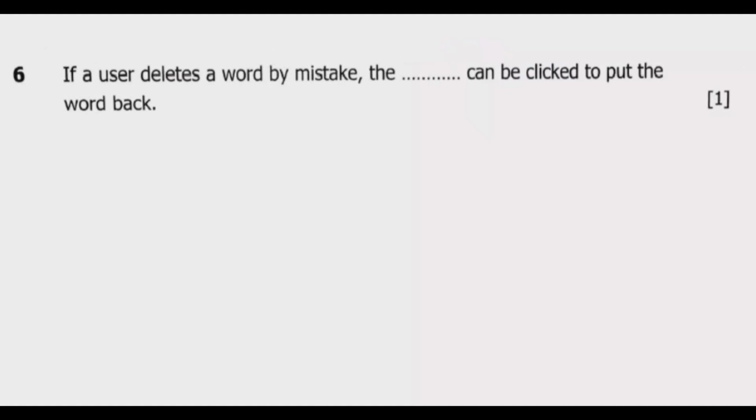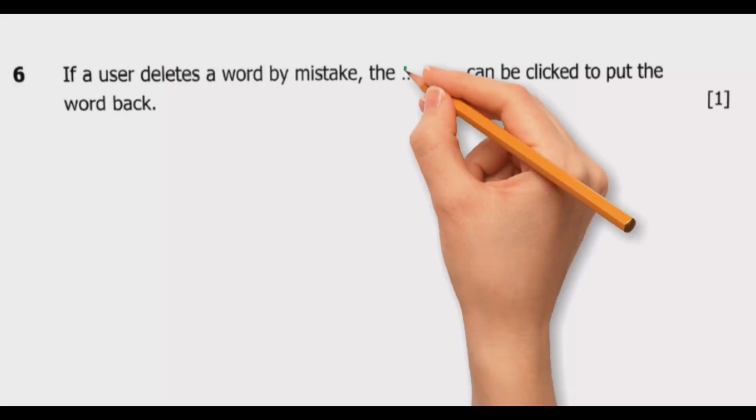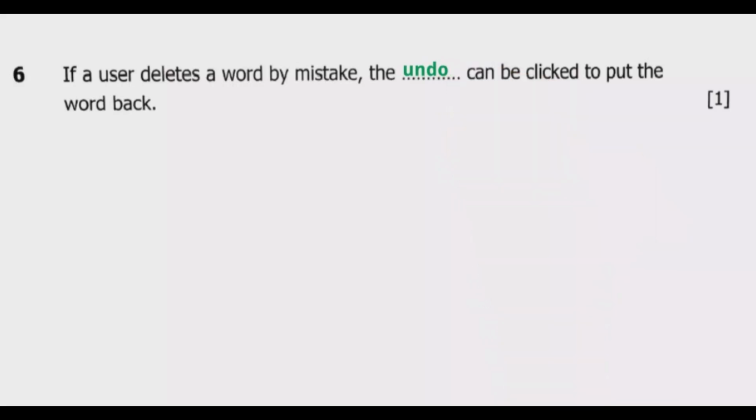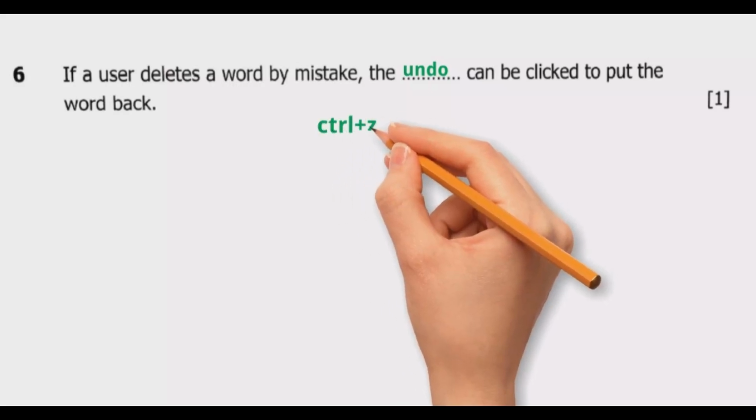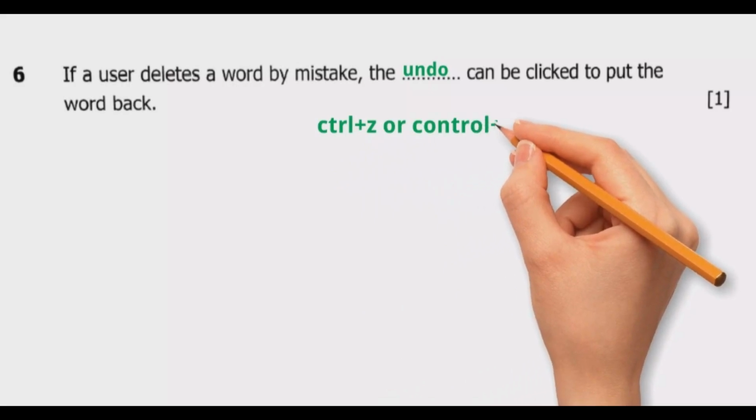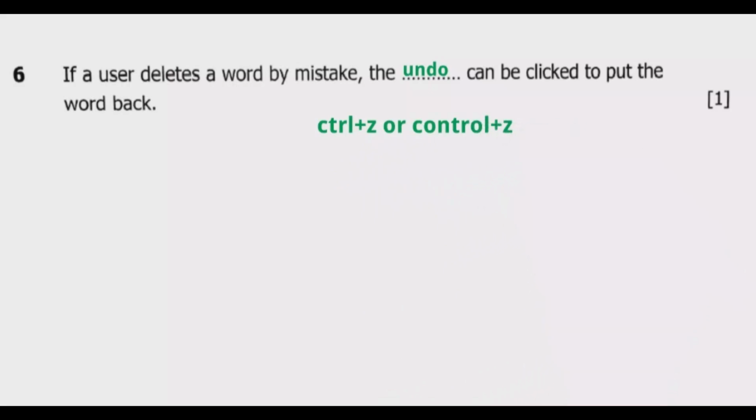Question 6 is as follows. If a user deletes a word by mistake, the dash can be clicked to put the word back. So first you can click undo. You can click the undo arrow on the screen. The other one is you can use the keyboard by clicking Ctrl plus Z, then it will do undo.